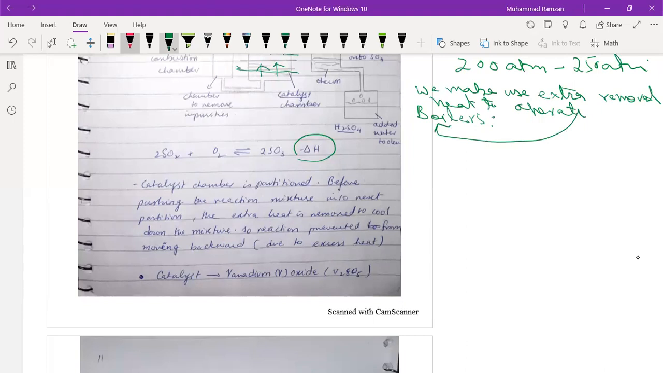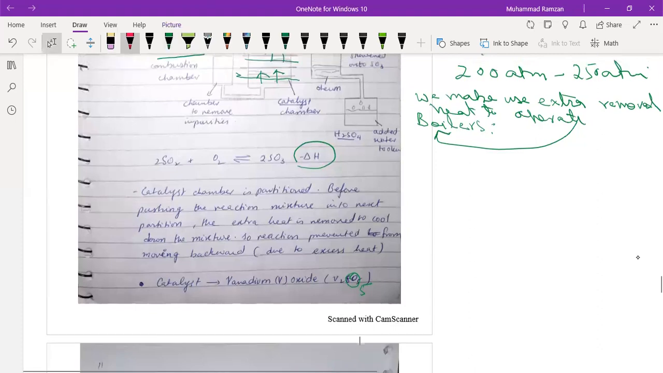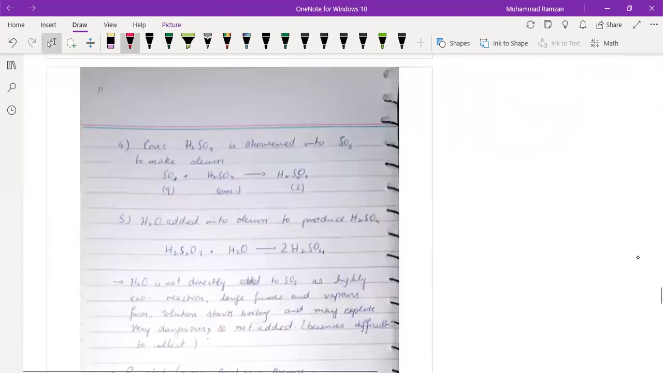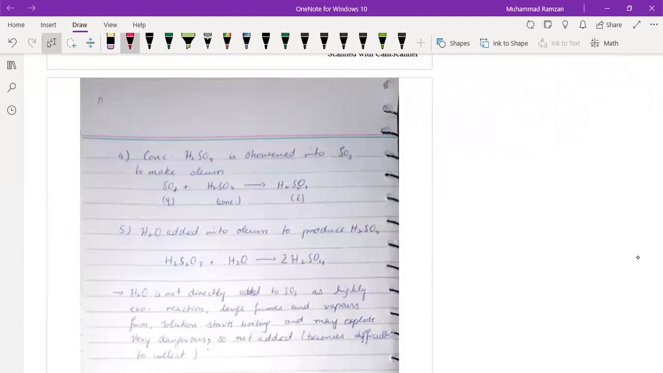The catalyst is vanadium 5 oxide, this is V2O5. Then concentrated sulfuric acid is showered onto SO3 to make oleum, and this is H2S2O7. Then H2O is added into oleum to produce H2SO4, and you get H2SO4. And this is the way.